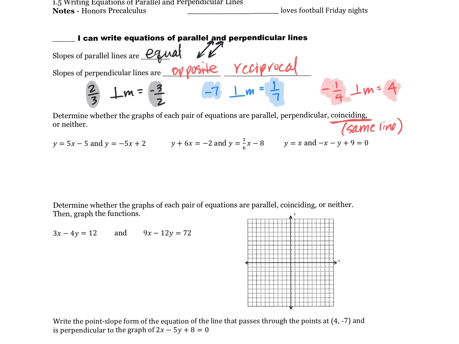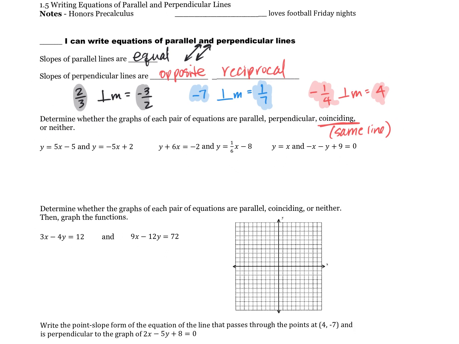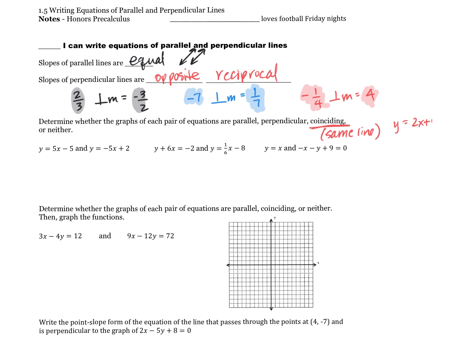So I'm going to even give you a little example off to the side. What if I said y equals 2x plus 4, and 3y equals 6x plus 12? Are those going to be the exact same line? Yes, so that's what we would call coinciding. They're the exact same line. If I got my y equals mx plus b, they'd be the exact same thing. So that's an example of coinciding.